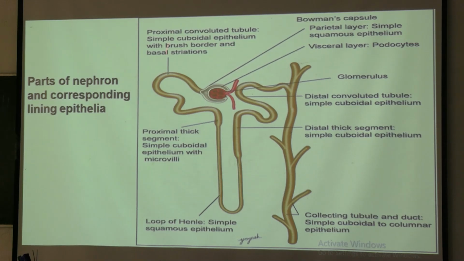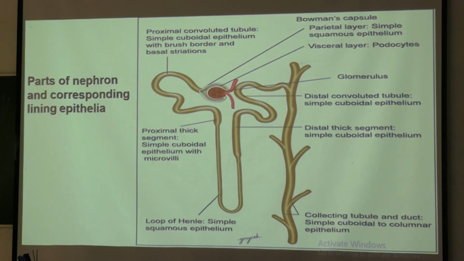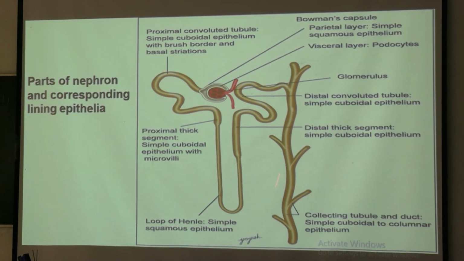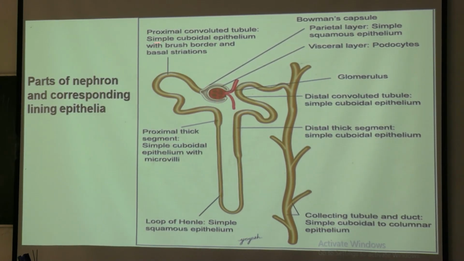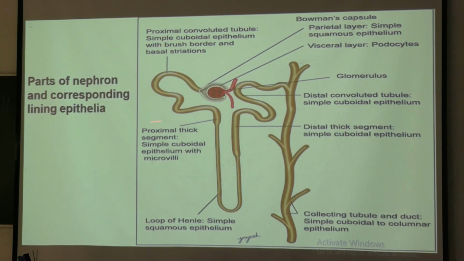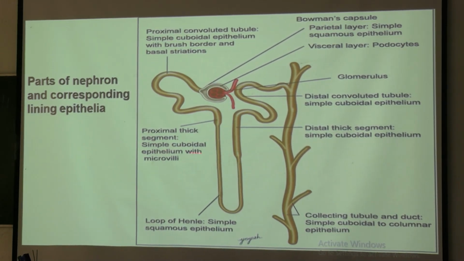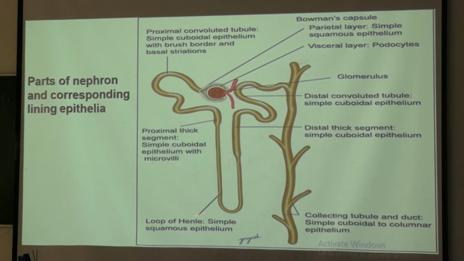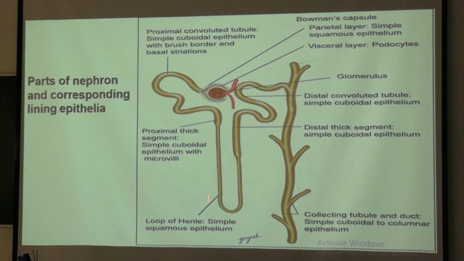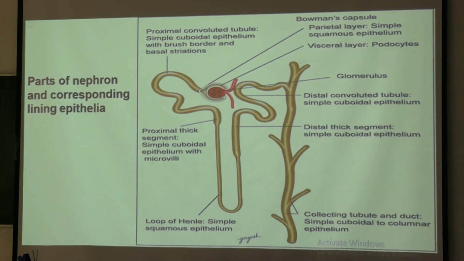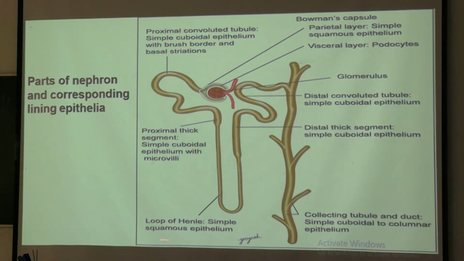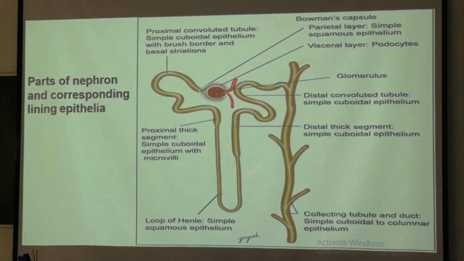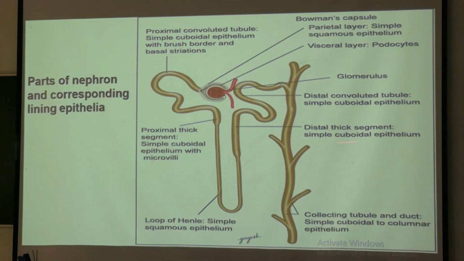Okay, brush border means they have microvilli. Okay, and after that there is the loop of Henle. It has multiple parts and gradually the epithelium is changing. So the proximal thick segment is lined by simple cuboidal epithelium with microvilli like the PCT, and the main loop of Henle, the part which is lying within the medulla, is lined by simple squamous epithelium. Then the distal thick segment is again lined by simple cuboidal epithelium.